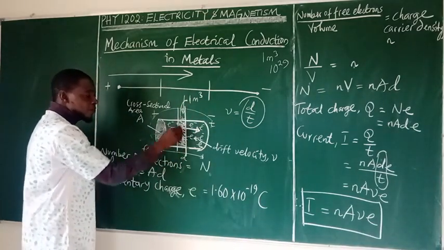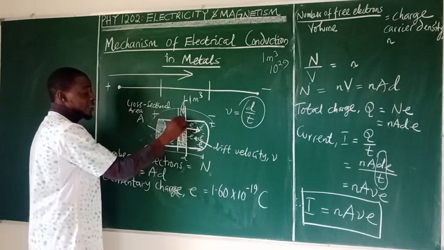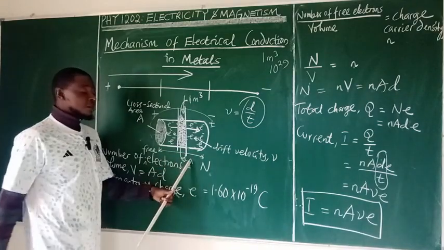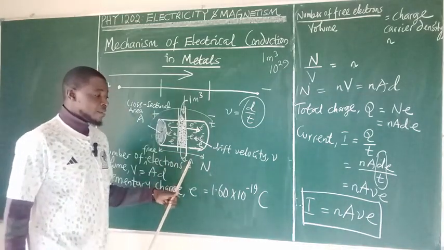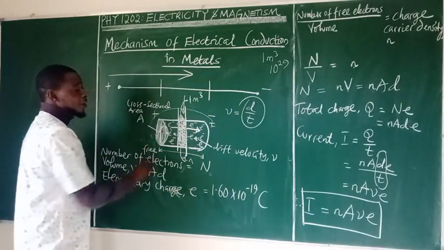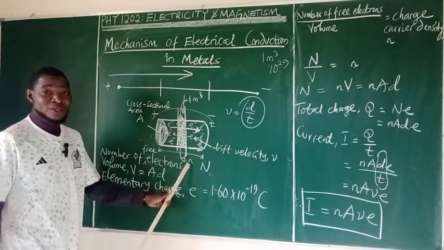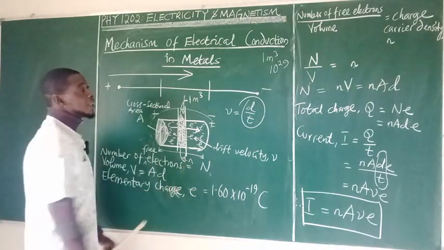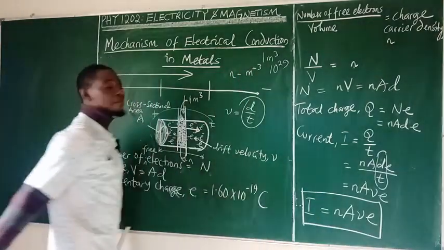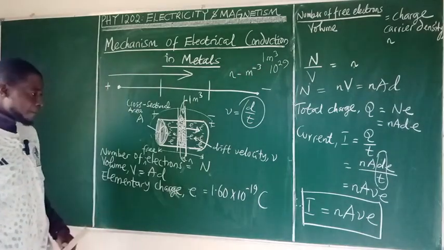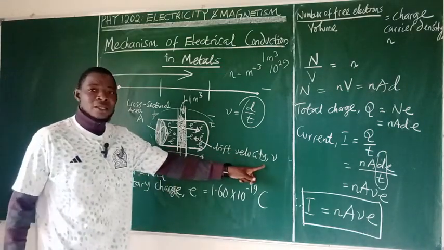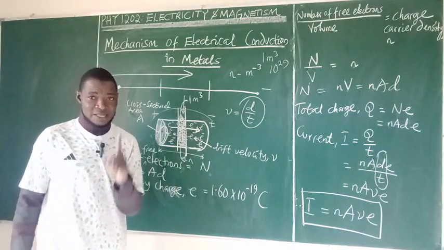Then the number of free electrons in this region, that is just 1 meter cube, we call that number n. We give it a letter, small letter n. And then this capital A is the cross-sectional area of the wire. I didn't tell you the unit of n. The unit of this n is per cubic meter. Then V is the drift velocity, and the drift velocity is measured in meters per second.